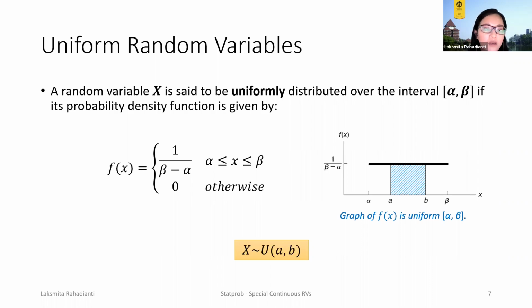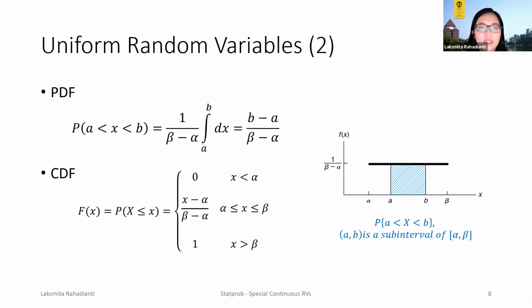So it is 1 divided by beta minus alpha, which is valid between alpha and beta, and 0 otherwise. Outside the limits in which it is defined, it is 0. And since we already know the PDF, if I were to compute the probability of X being between A and B, well, sorry, this is a typo. This should be a big X, I think.